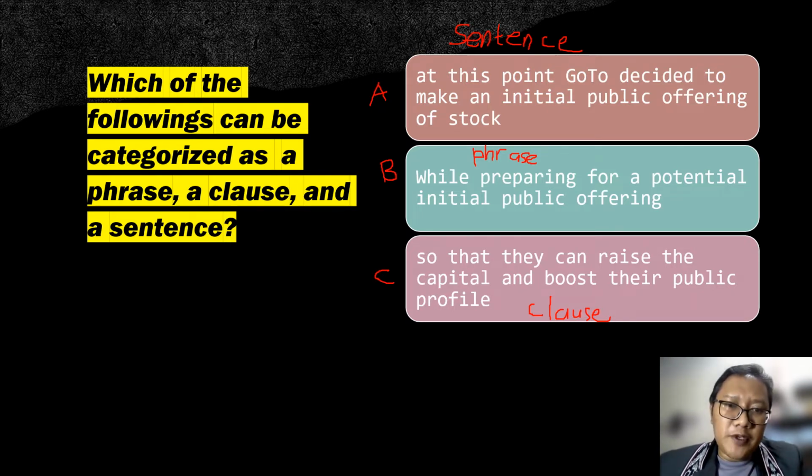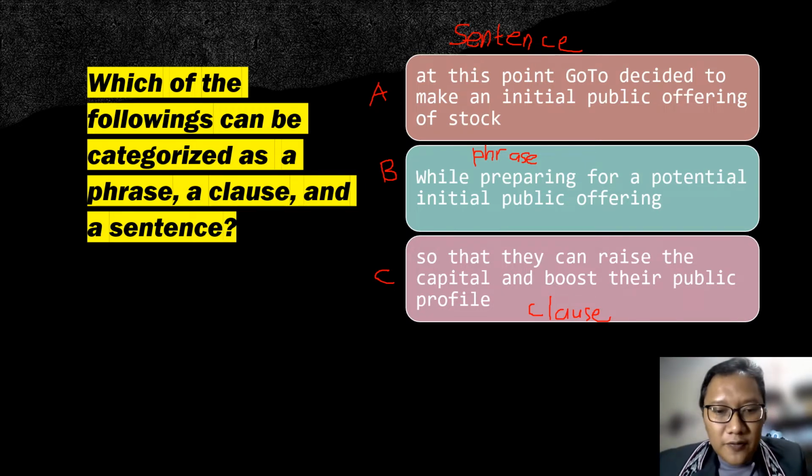But if you're still confused, how can we call A a sentence? How is B a phrase? And how is C called a clause? How do we define each term that we have here? How to differentiate a sentence, a phrase, and a clause? So we will talk about this.